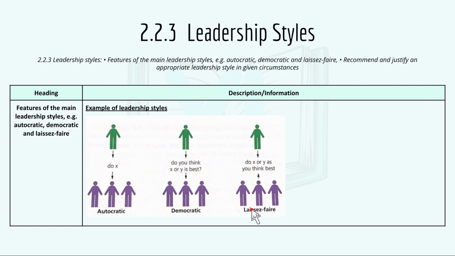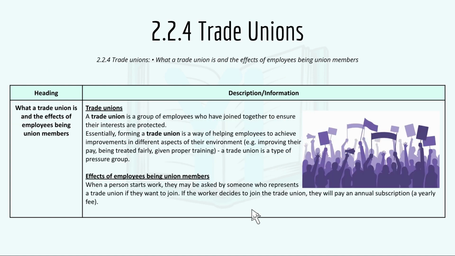Then we have 2.2.4 trade unions. A trade union is a group of employees who have joined together to ensure their interests are being protected. Essentially, forming a trade union is a way of helping employees to achieve improvements in different aspects of their environment, like improving their pay, being treated fairly, and given proper training.